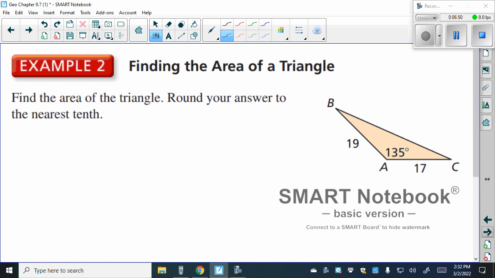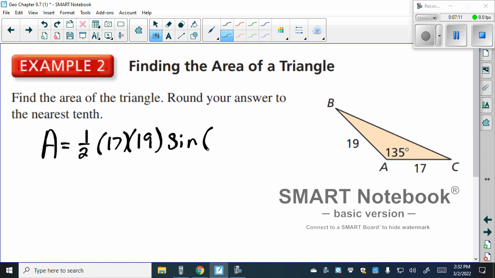So here, if I want to find the area of this triangle, well, we do have two side lengths and an angle in the middle, so we can actually use this formula. So we can say the area is equal to 1/2. Well, our two side lengths are 17 and 19, times sine of 135, because if we're given two side lengths and an angle in the middle, we could say 1/2 times those two side lengths times sine of the angle in the middle.